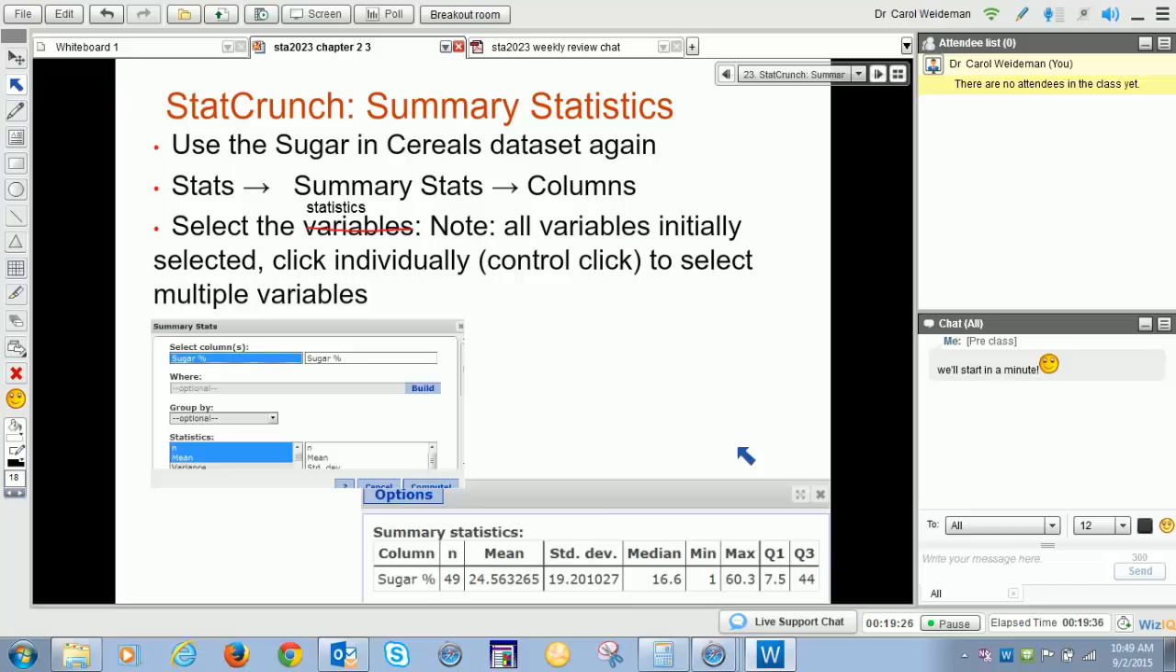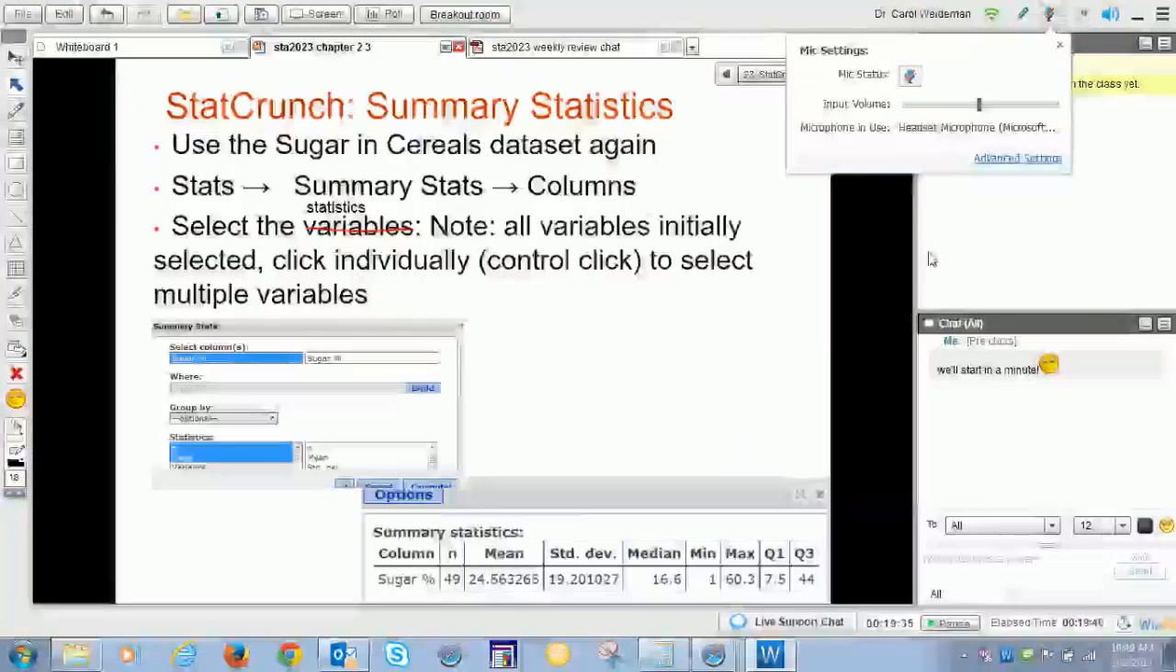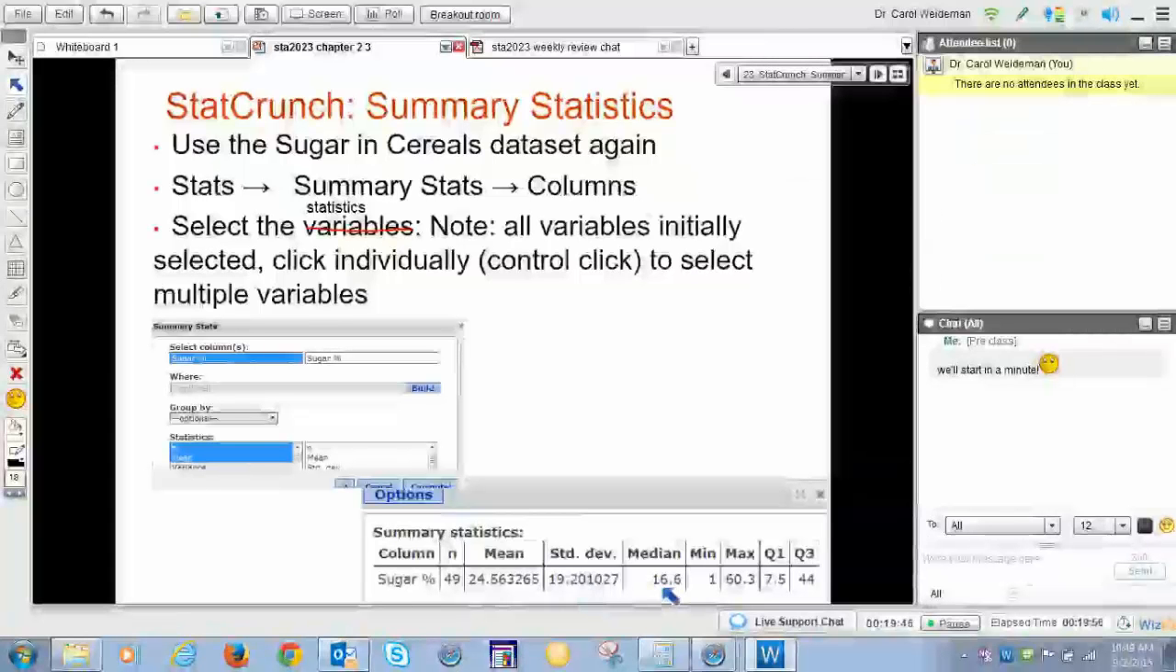Okay, so here's my output for my sugar. There were 49 cereals. Here's a standard deviation. Here's my 5-number summary. I have my min, my max, I have Q1, I have my median, and I have Q3. We're going to talk about 5-number summaries in just a minute.